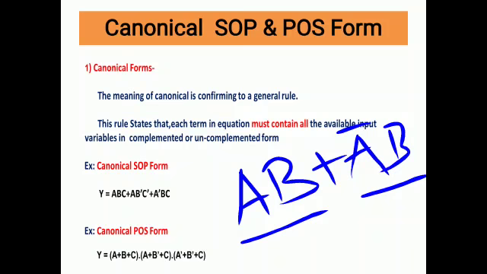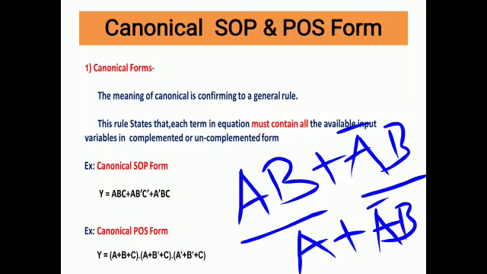But standard SOP we can write as A plus A bar B. So if the SOP form is given as A plus A bar B, this is called standard SOP, and the upper one is called canonical SOP.